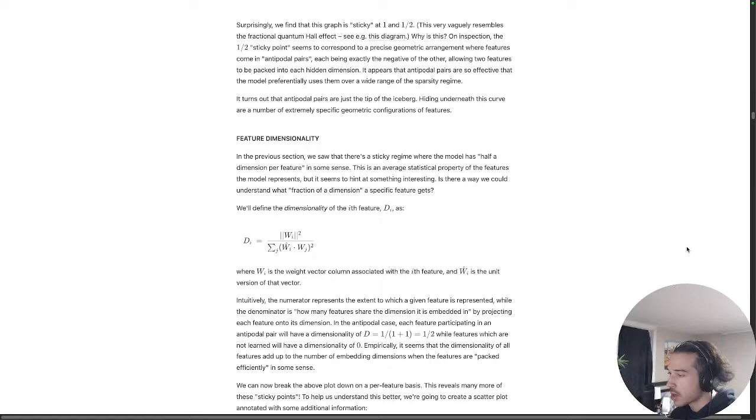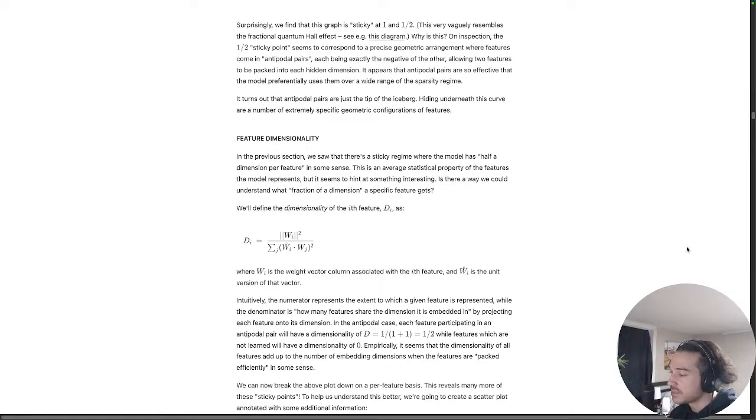where w sub i is the weight vector column associated with the ith feature, and w hat sub i is the unit version of that vector. Intuitively, the numerator represents the extent to which a given feature is represented, while the denominator is how many features share the dimension it is embedded in, by projecting each feature onto its dimension. In the antipodal case, each feature participating in an antipodal pair will have a dimensionality of d equals 1 over 1 plus 1 equals 1 half, while features which are not learned will have a dimensionality of 0.